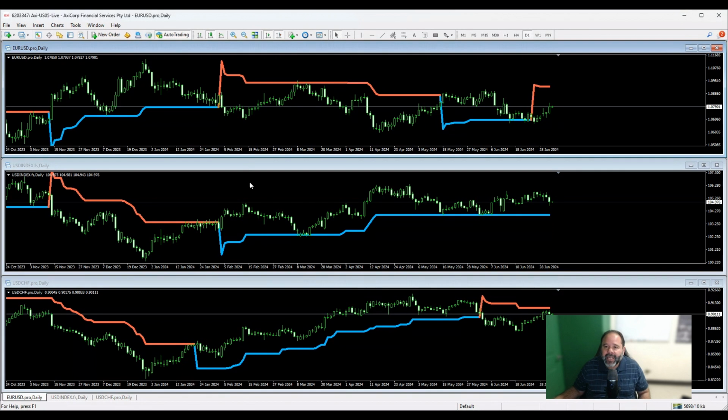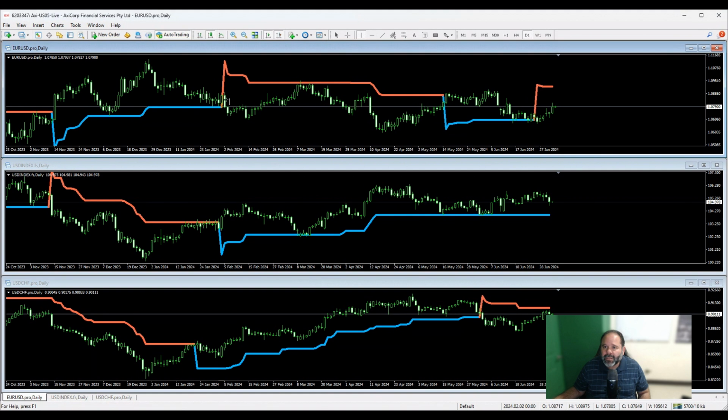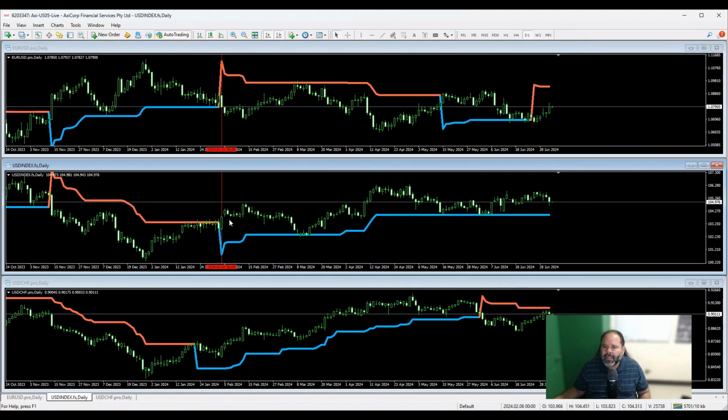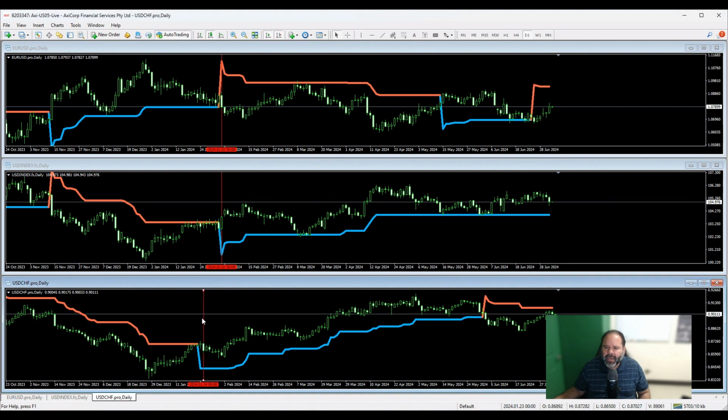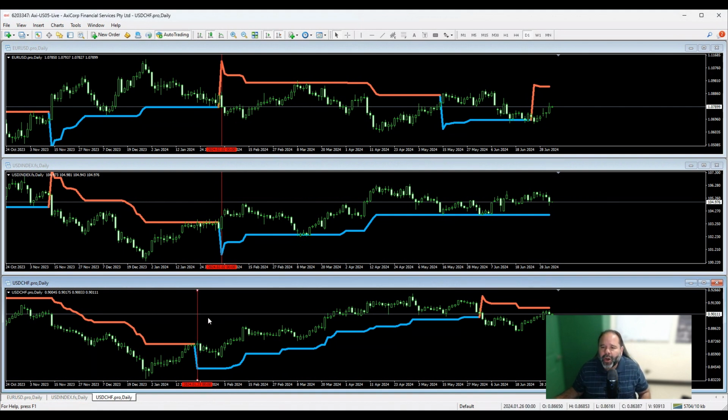Okay, and here is the same. For example, let's check this cross right here. This cross was done on February 2nd. On the dollar index it was done also February 2nd. And on the dollar Swiss franc, it was done on January 23rd. It was the first one that crossed. So if we move to February 2nd, we are reading the same information on the 3 pairs. There we go. See, dollar index goes up, dollar Swiss franc goes up, and euro dollar goes down.